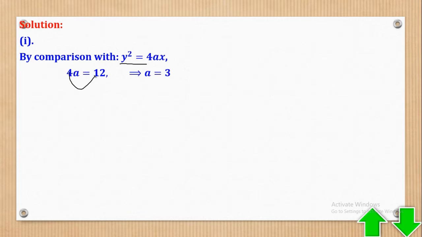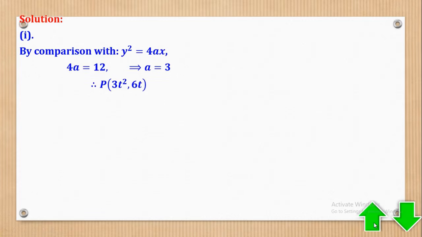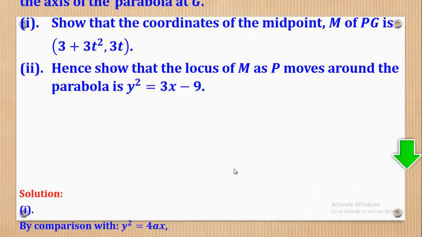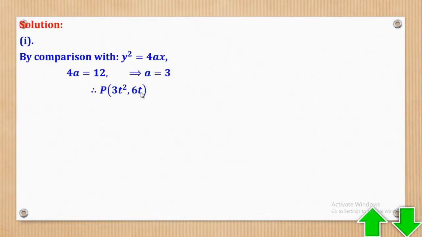So by comparison with this, 4a will be equal to 12. Therefore, a is 3. Implying that P is equal to that. Because we are given in the question that P is at+squared and 2at. Therefore, when a is 3, it implies that now this will become 3t squared and this will become 2 times 3, which is 6t. That is why you see it here, 3t squared, 6t.